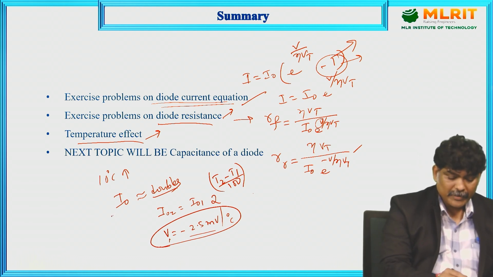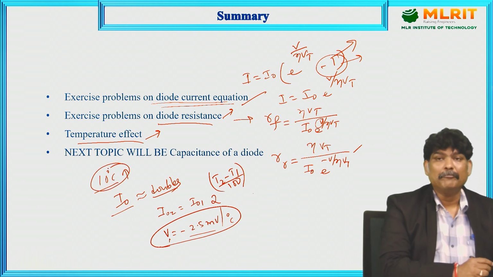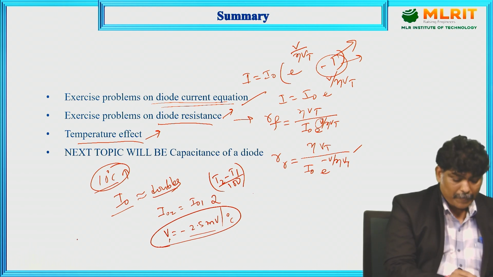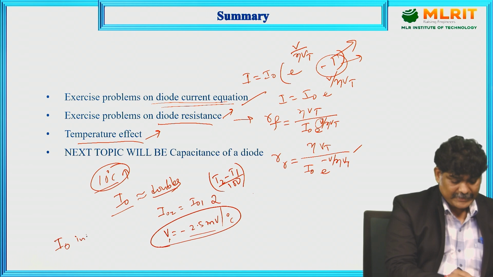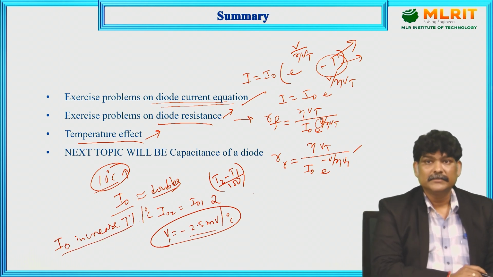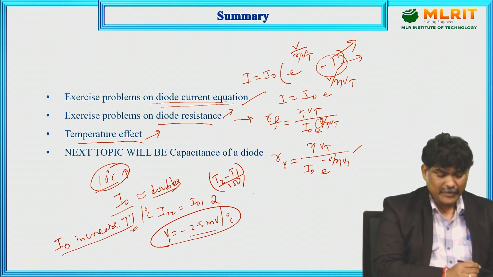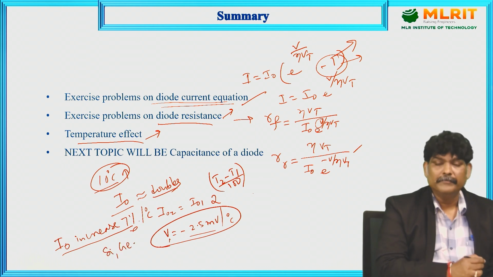And one more important consequence of temperature is that the reverse saturation current I naught increases 7% per degree centigrade with temperature. So this is another consequence. And all this is common for silicon and germanium.